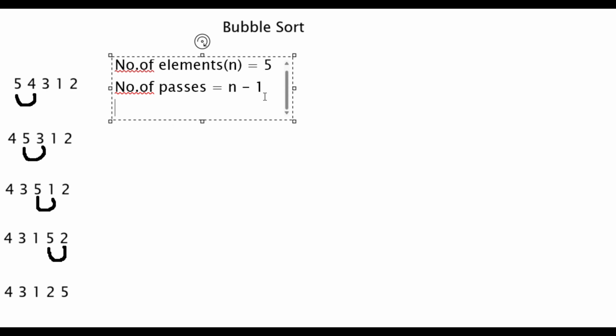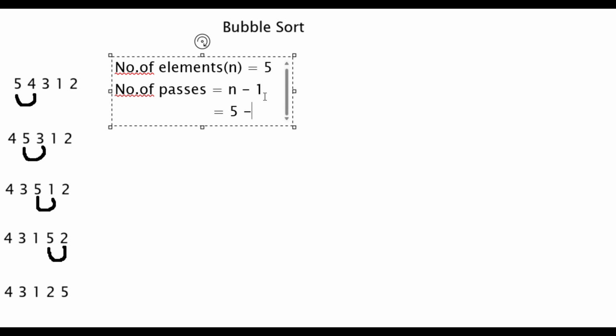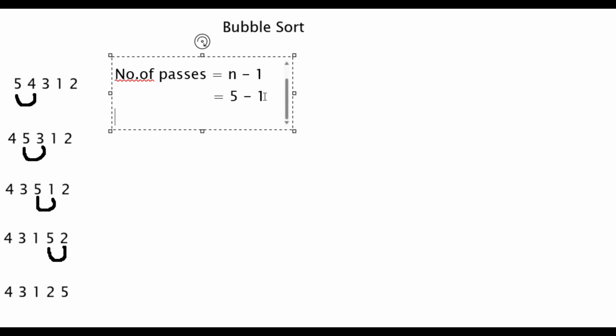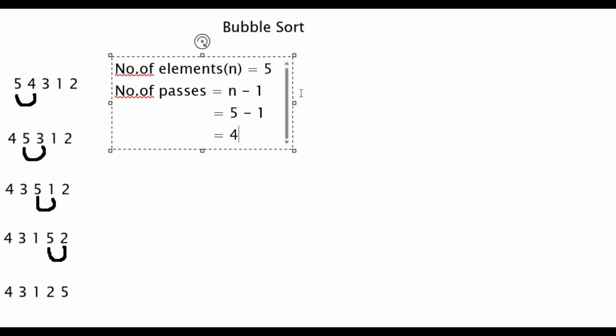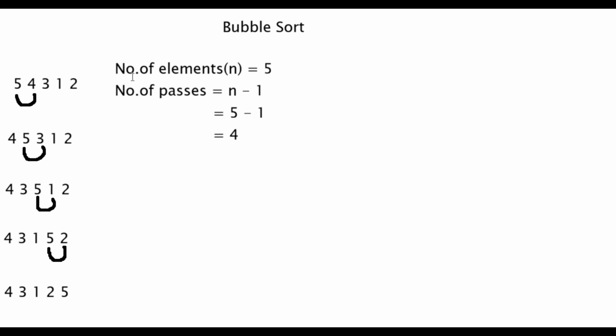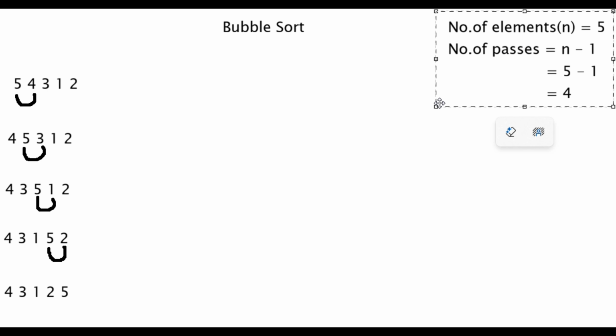So n minus 1 is 5 minus 1, which equals 4. So there will be 4 passes. I will explain how. Okay guys, so this is one pass, what we have seen, right? This will be called the first pass.